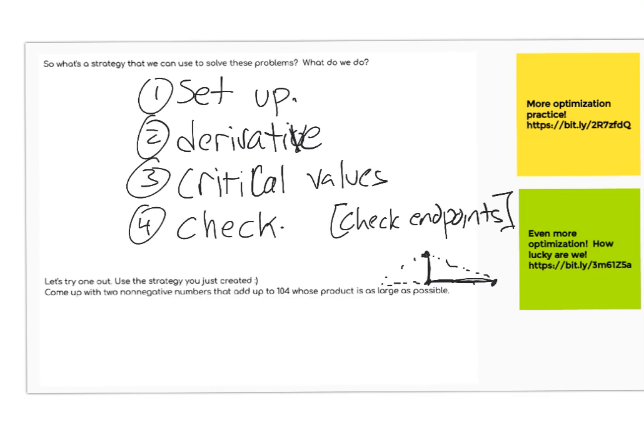We've got some options for optimization practice. Again, mostly we care a lot about derivative, critical values, and check your work. See what those critical values are. The setup is really challenging for most of the students that I have. And again, given that this is a calculus class and you're going to be assessed on calculus knowledge, that's kind of the limit of what we're looking at.